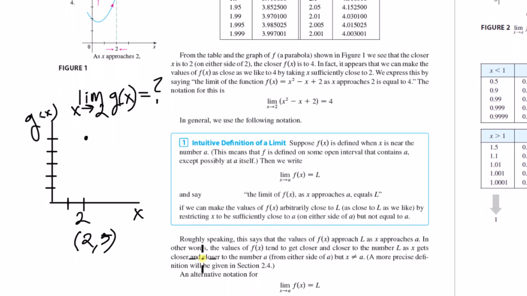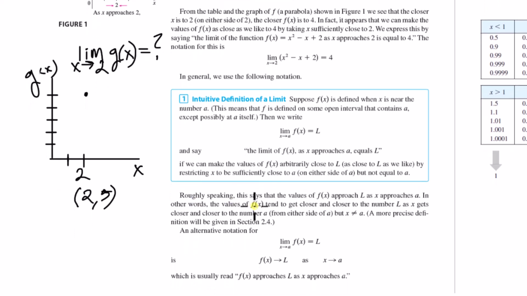Okay? So, roughly speaking, this says that the values of f of x approach L as x approaches a. In other words, the values of f of x tend to get closer and closer to the number L as x gets closer and closer to the number a from either side of a, but x is not equal to a. We don't care what happens when x is equal to a. A more precise definition, we'll talk about an actual more official, precise definition of the limit in section 2.4. Right now, we're still just doing a thought exercise here.